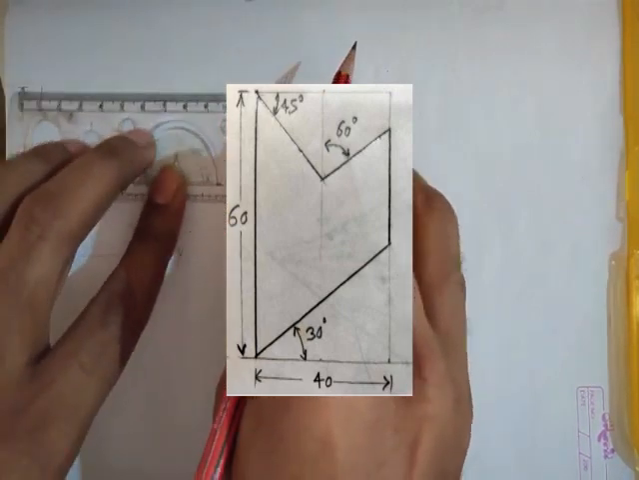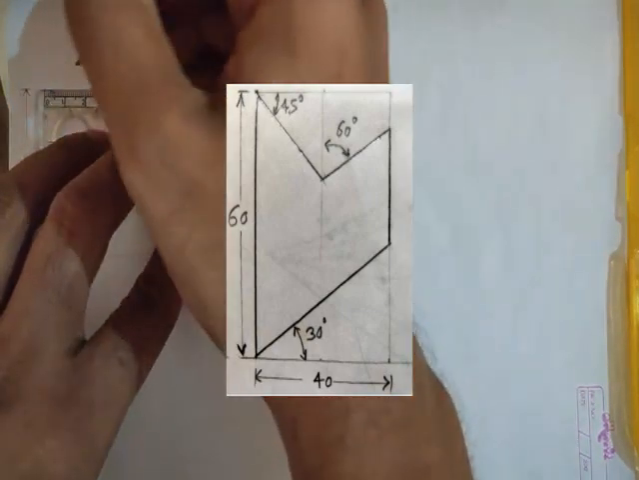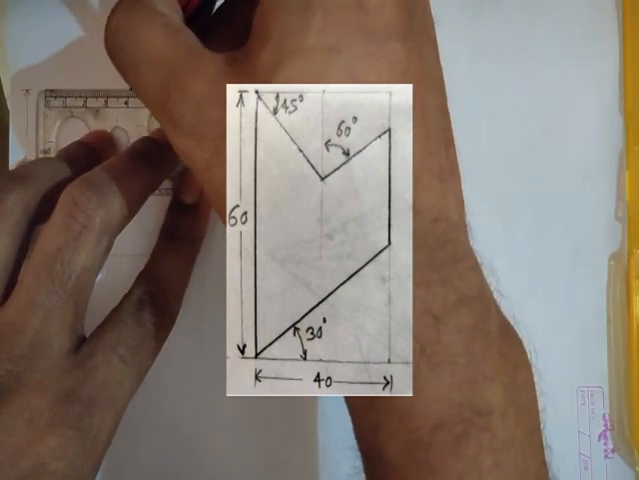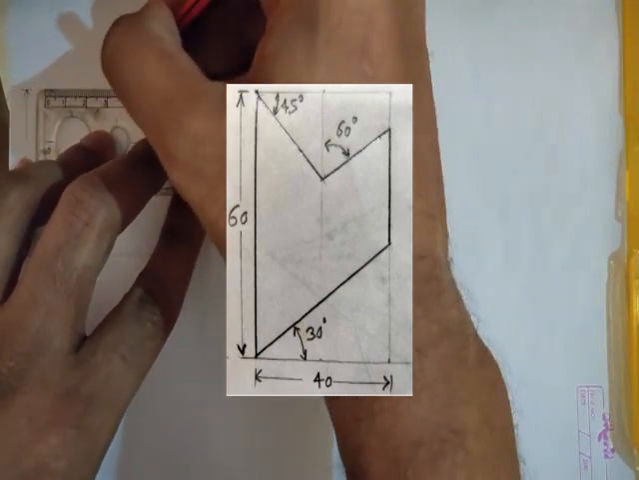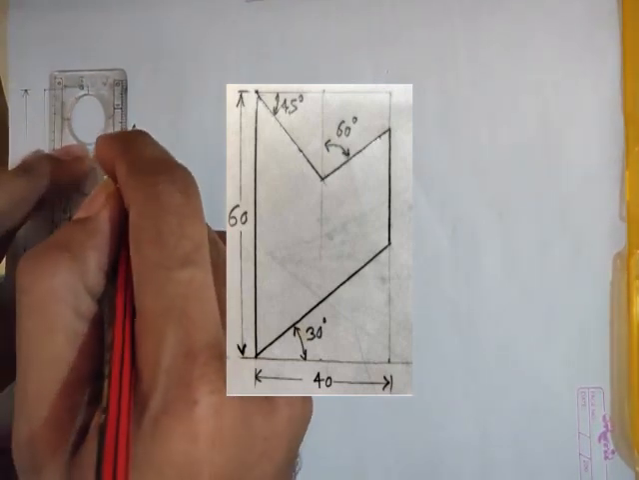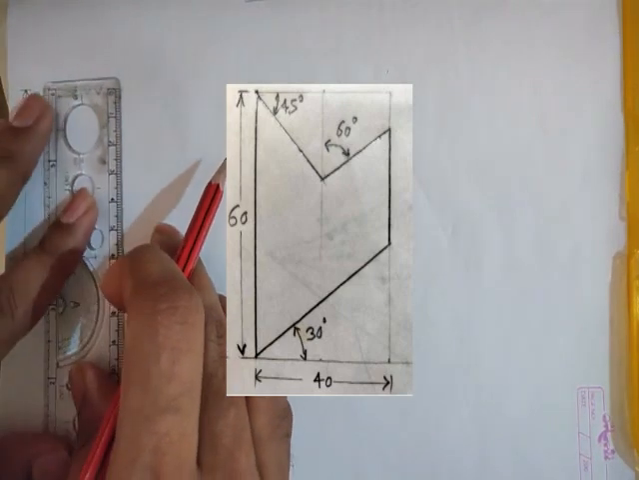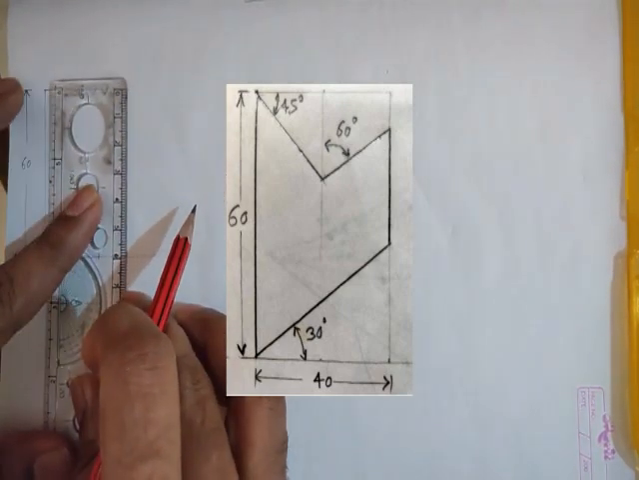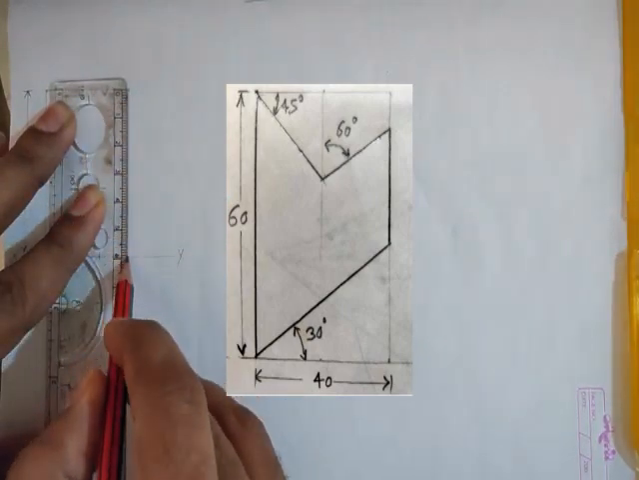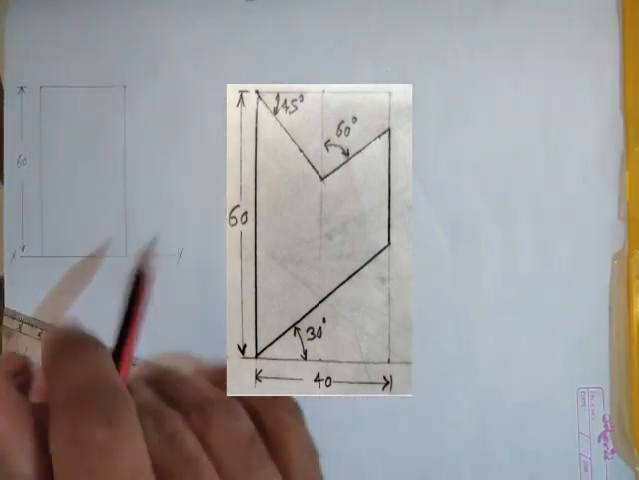next is the width, which is 40. That would complete the front view of the cylinder, 60 by 40.